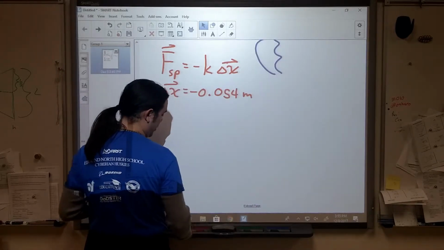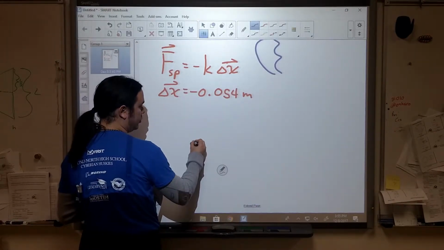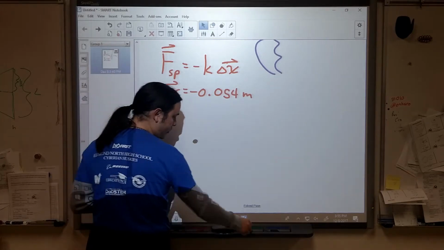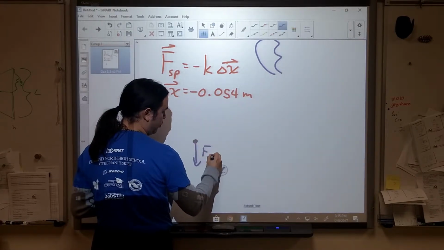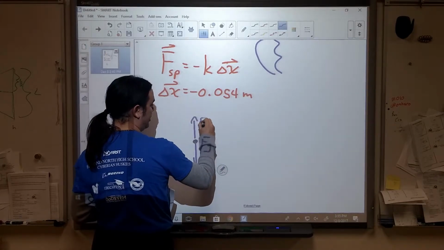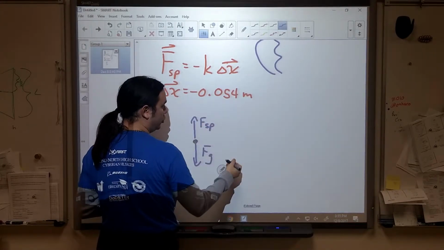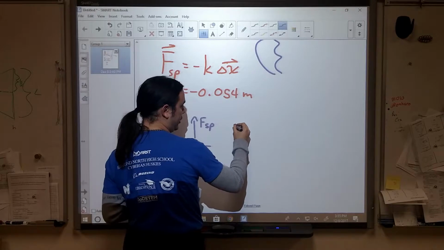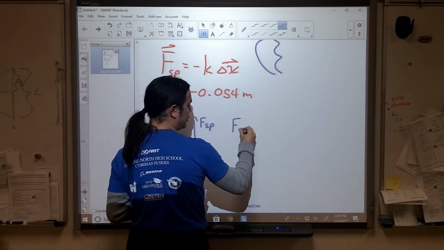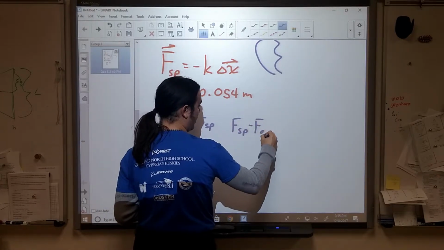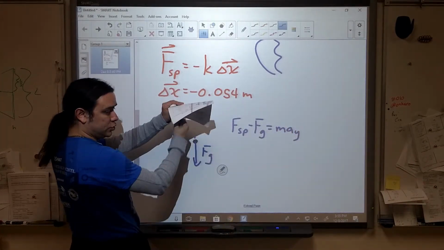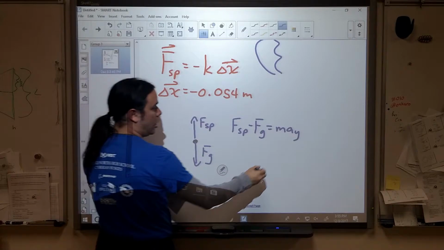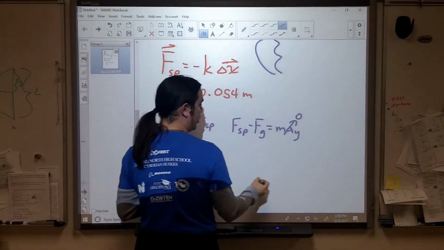Now, we're also going to need to know about the forces involved, and for that, we're going to do a free body diagram. I have a mass hanging on there that is pulled down with the force of gravity and held up by the force of the spring. I apply Newton's second law just like we did in class, and we find that the force of the spring minus the force of gravity is equal to our mass times our acceleration in the y. When the mass is just hanging there, our acceleration in the y is going to be 0.